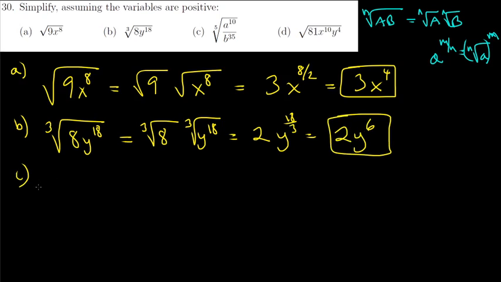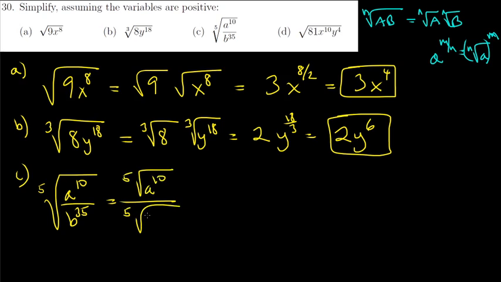Part C, the fifth root. Boy, we don't see too many of those, but okay, here's one. Of a to the 10th over b to the 35. So this is the fifth root of a to the 10 divided by the fifth root of b to the 35. And so this is just a to the 10 divided by 5, divided by b to the 35 divided by 5. So a squared over b to the 7th.